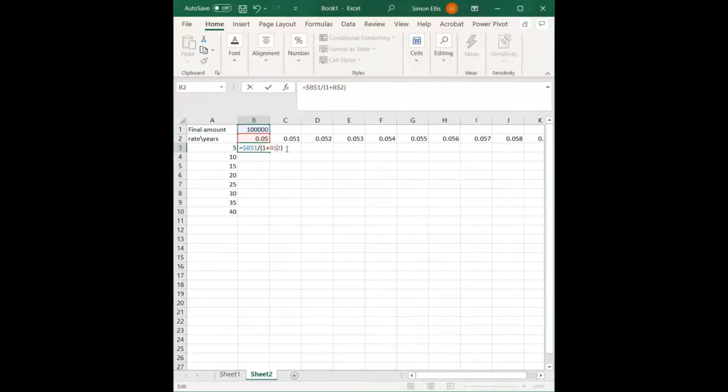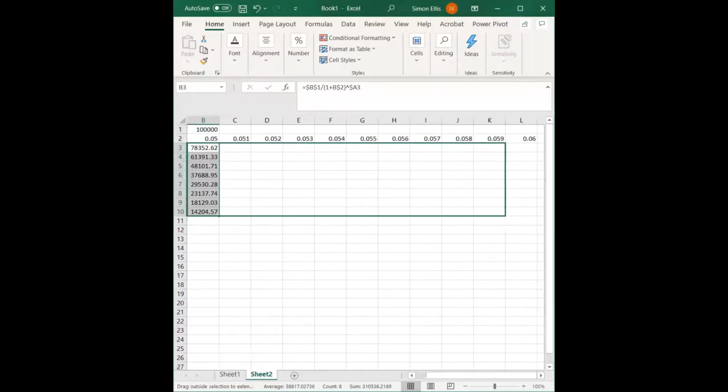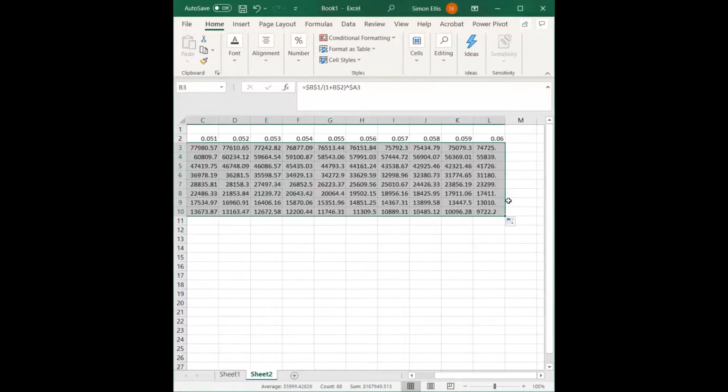And so we'll put a $ sign in front of the 2 for the rows. And then we're going to raise that to the power of the number of years. And for the years, its row changes, but its column doesn't. So we'll put a $ sign here. Okay. So we can easily fill the whole chart.